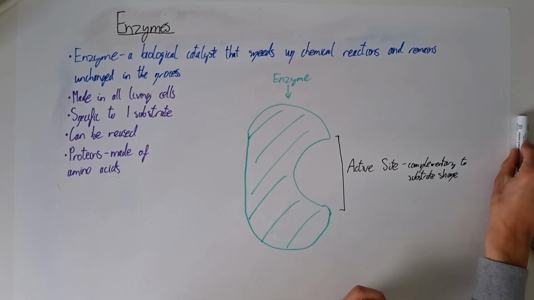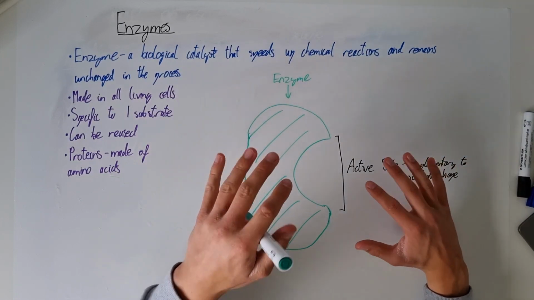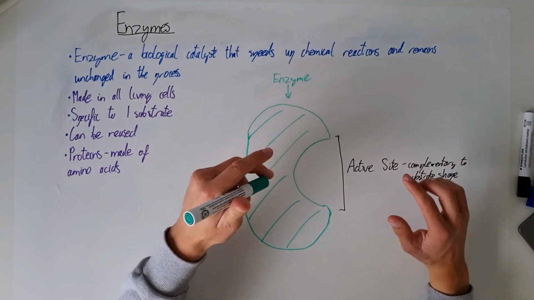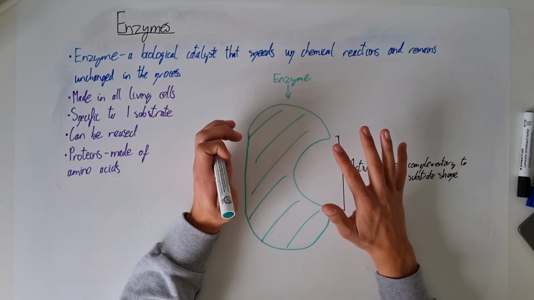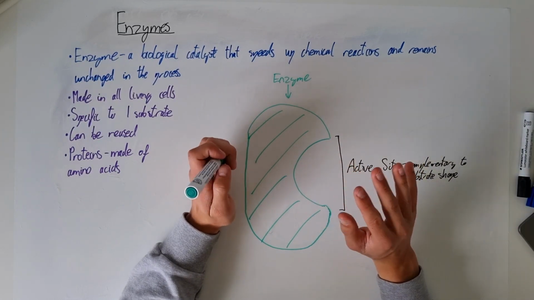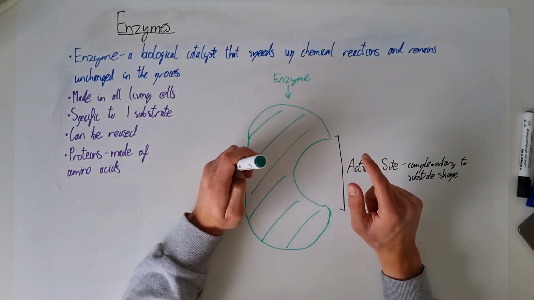So that's why enzymes are only specific to one substrate, because the shape is complementary. The active site is complementary to the shape of the substrate. So that's why it only works with one substrate and is specific to one reaction.